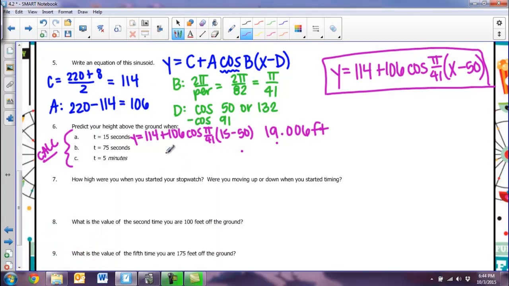So make sure that when you're getting answers here, they make sense. Okay, the highest that the Texas Star went, we already said, was 220. So if you get an answer bigger than that, you know you probably should watch it. If you get a negative answer, we really should watch it.